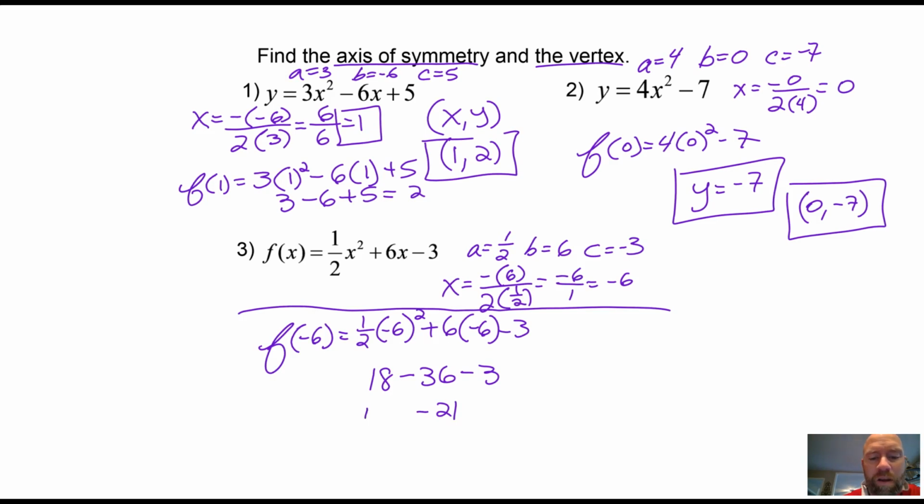Don't just stop here. Y is equal to negative 21 in my vertex. Don't just stop here. Again, you need to leave that as an ordered pair. You need to give me your answer as a coordinate. So it's negative 6, negative 21. That is the location of the vertex of this parabola.